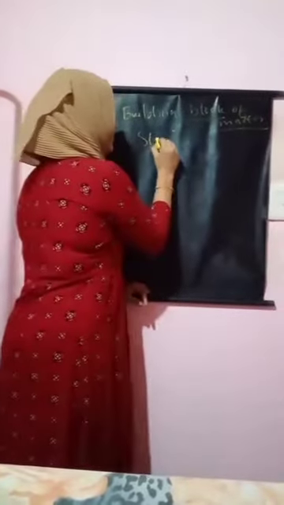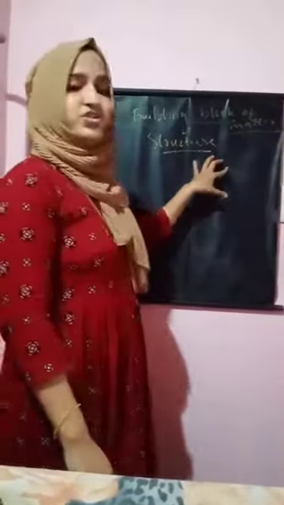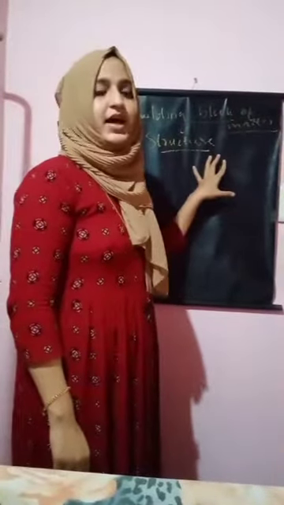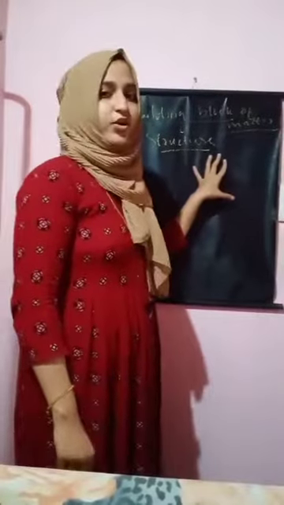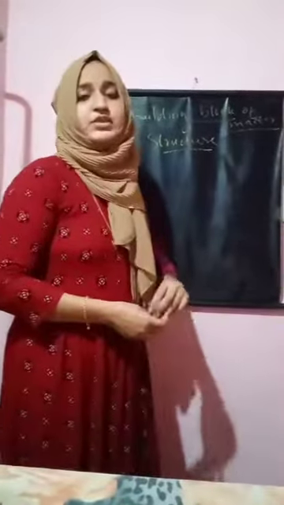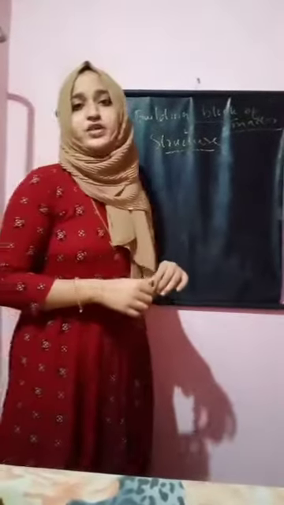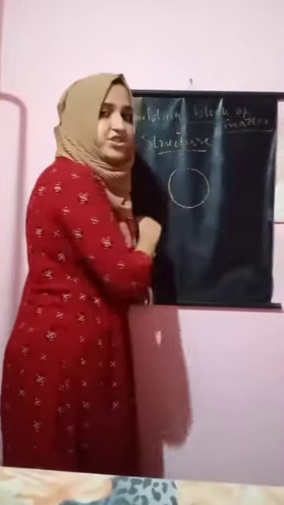Then the next one is the structure of an atom. An atom is mostly spherical in shape and very small in size. It is impossible for us to see an atom with our naked eyes. And many researchers have studied the structure of the atom. Let me show you the structure of an atom.